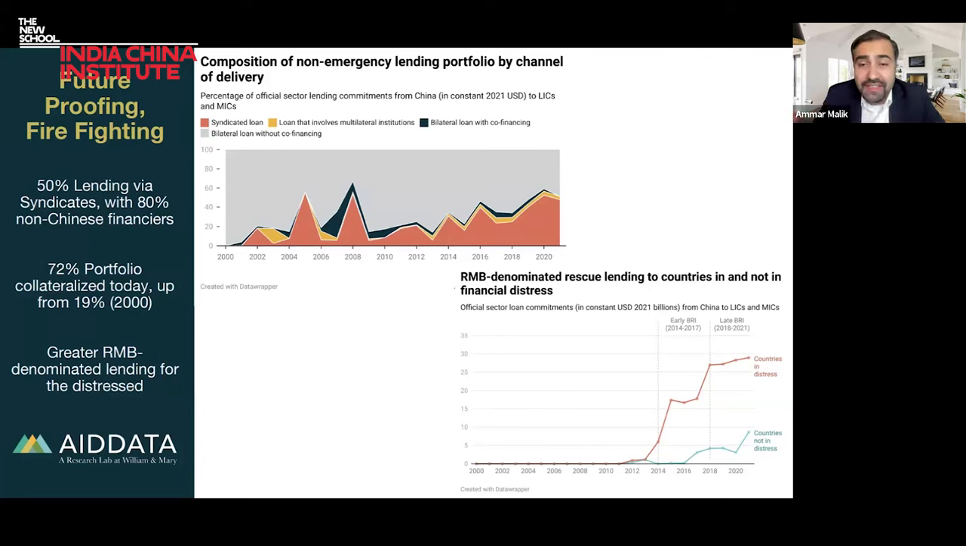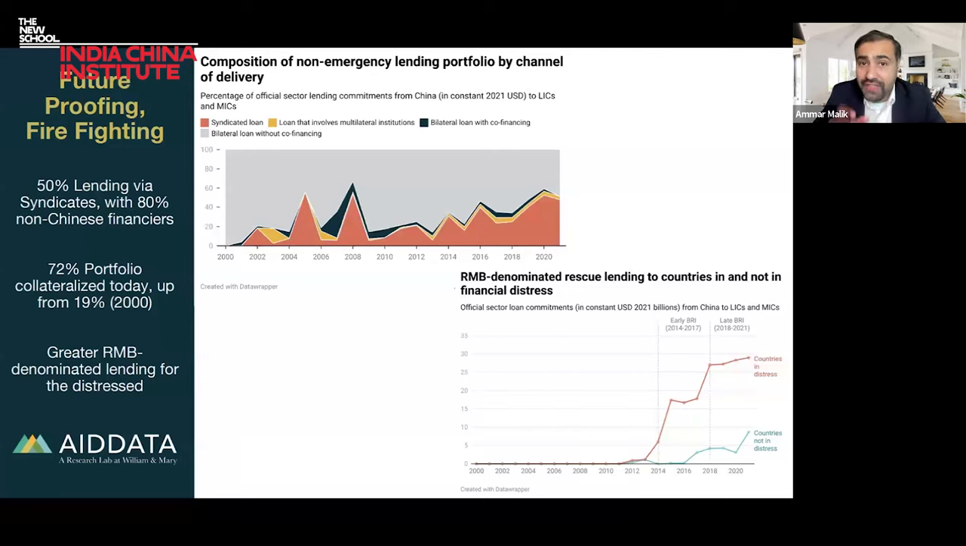80% of these are consisting of non-Chinese Western banks like HSBC and Citibank. And it is, from China's perspective, I think what they're doing is they're essentially outsourcing the ESG functions and the financial due diligence to these big institutions who have much better, more developed ESG protocols, in my view. And so 72% of the portfolio is now collateralized. It was only 19%. And as I said earlier, China does not collateralize on illiquid assets, like in the debt trap theory. China likes to collateralize on cash.